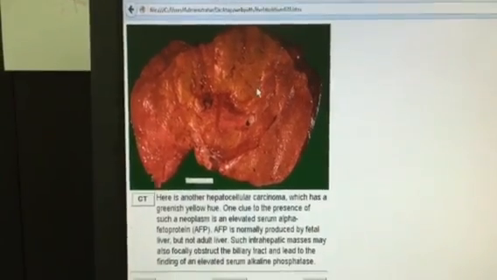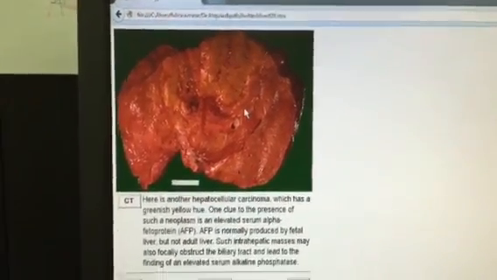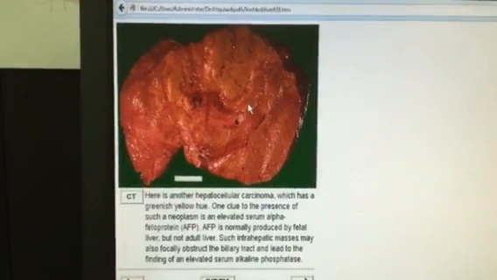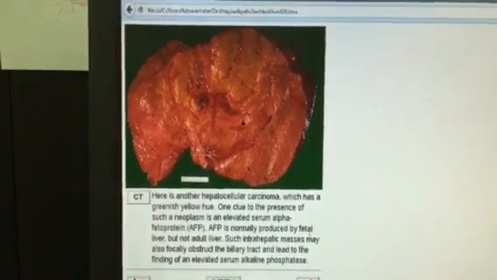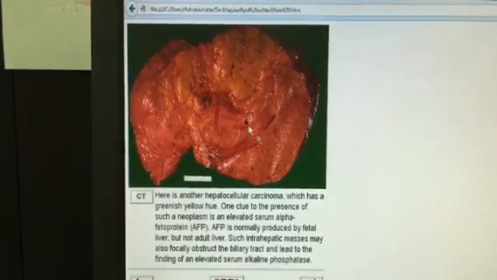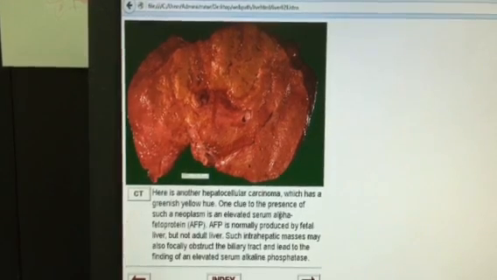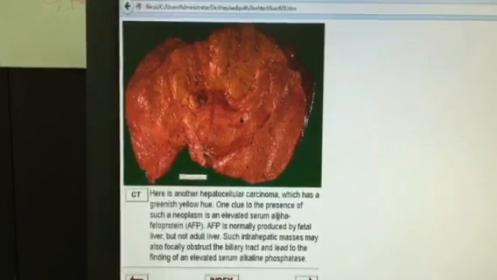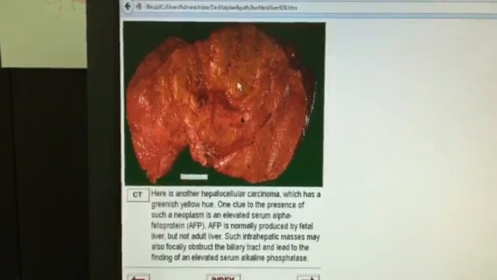So in this case, there will be extrahepatic obstruction. So that will lead to bile accumulation in the hepatocyte, and also alkaline phosphatase to be elevated. Why is this important? Because if we have cholangiocarcinoma, this feature will not be there. Accumulation of the bile will not be there in cholangiocarcinoma. This is a hepatocellular carcinoma.